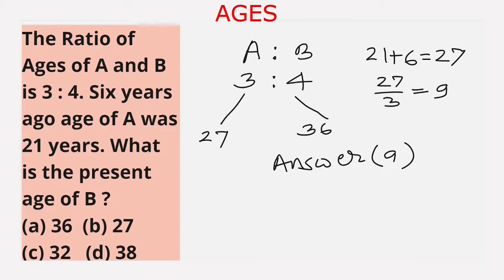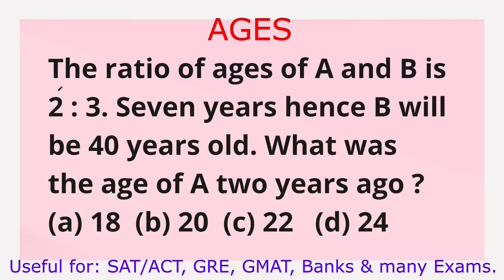We go to the next question. Our question is, the ratio of ages of A and B is 2:3. 7 years hence, B will be 40 years old. What was the age of A 2 years ago? The given options are option A, 18, option B, 20, option C, 22, option D, 24.